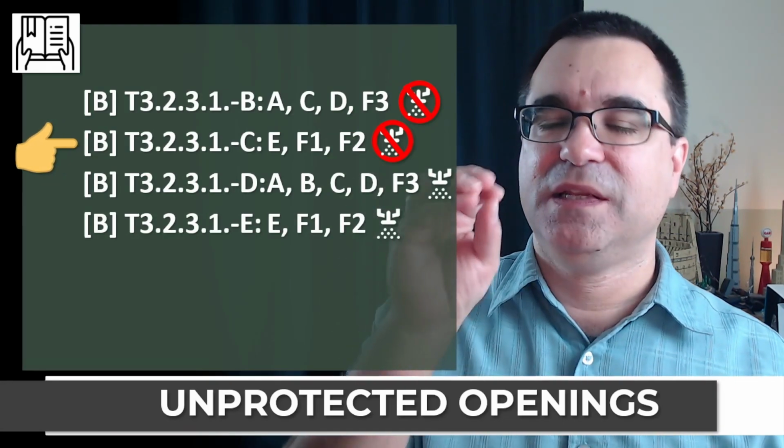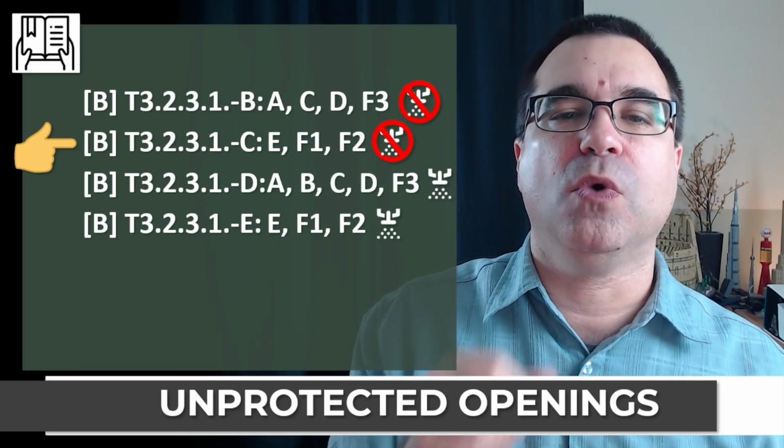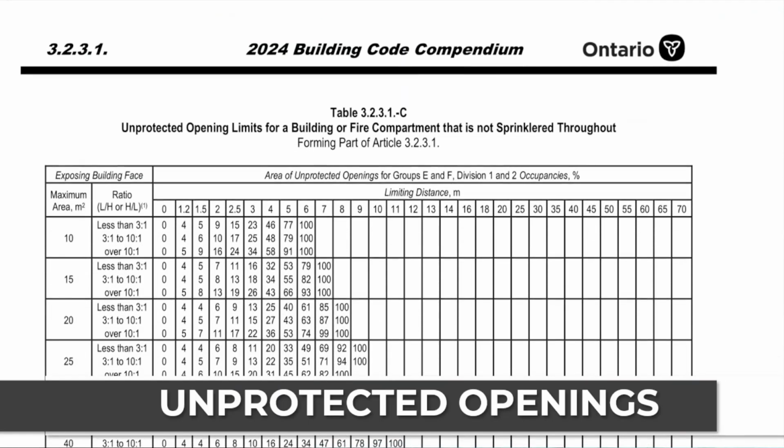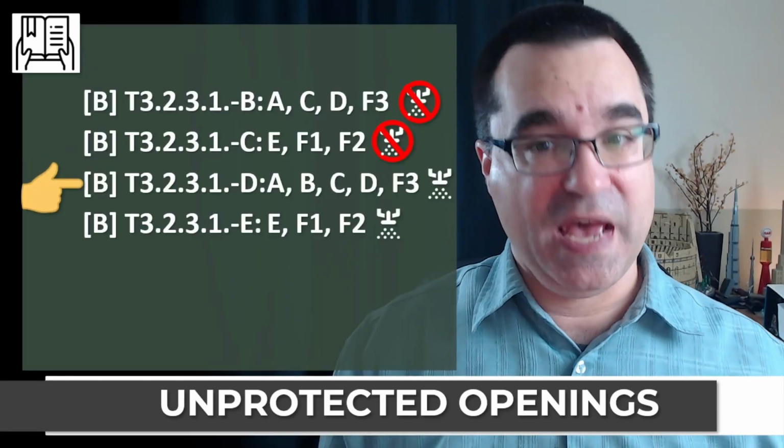And by C, I mean table 3.2.3.1c. It's the same thing. In the table itself, it will tell you this information. So notice how in the title, it tells you it's not sprinklered. And then in the header right here, it tells you what major occupancies the building must be so you can use this table. So E, F1, and F2.